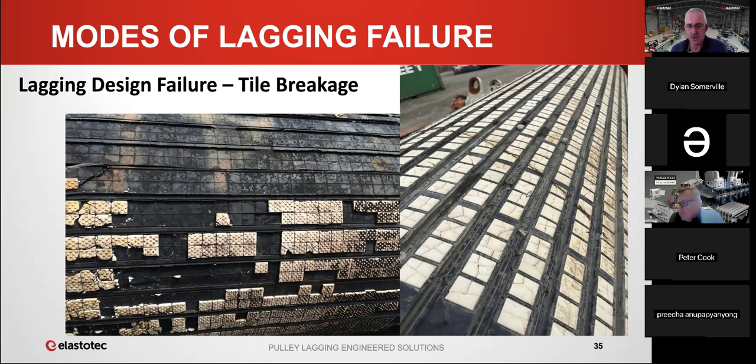By contrast, if you look at this pulley on the right, you can see all the tiles are cracked. Like every tile is cracked, even though we have got rubber in between.